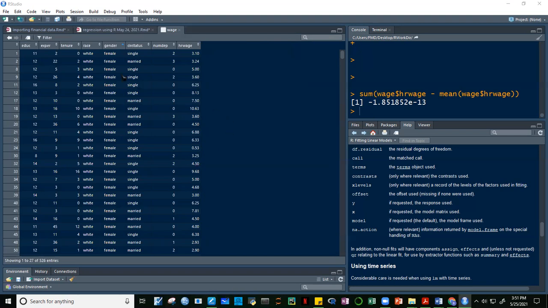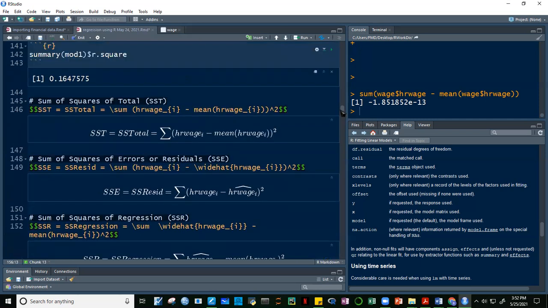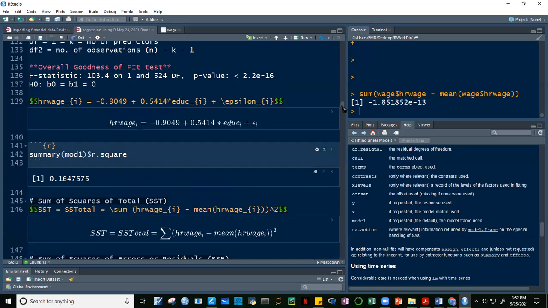Okay? Sorry about that. So, guys, naintindihan nyo yung sinasabi natin? Kasi di ba may model tayo? Ito yung model natin, di ba? Asan yung model natin? Ito. Negative 9.049. Mape-predict natin si hourly wage if we know education.